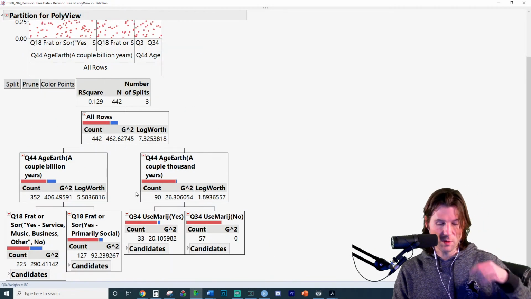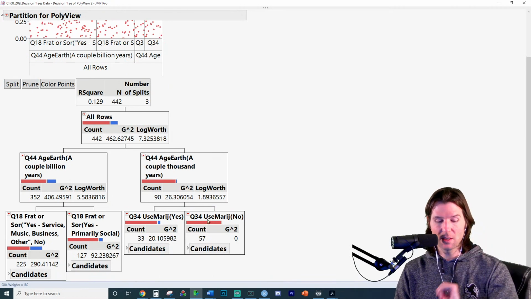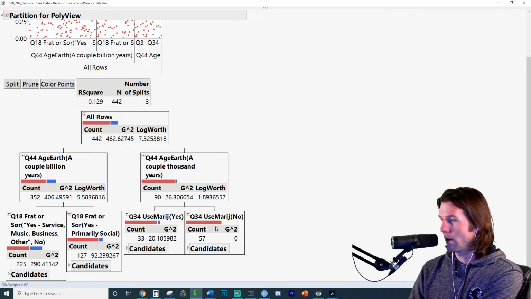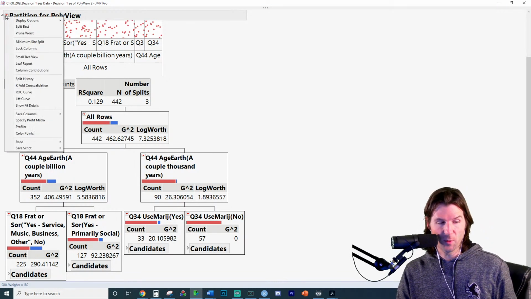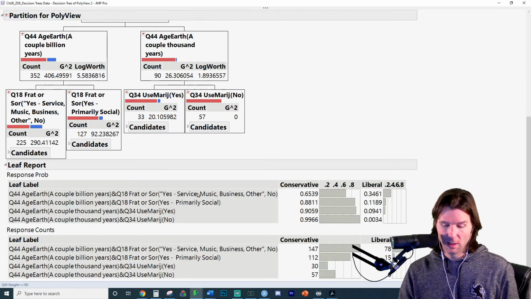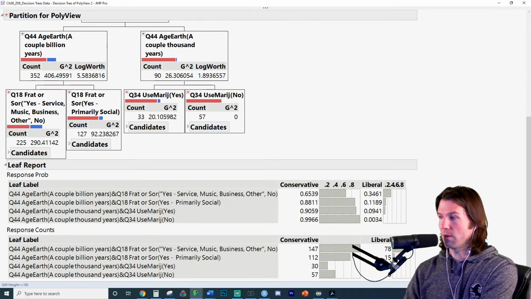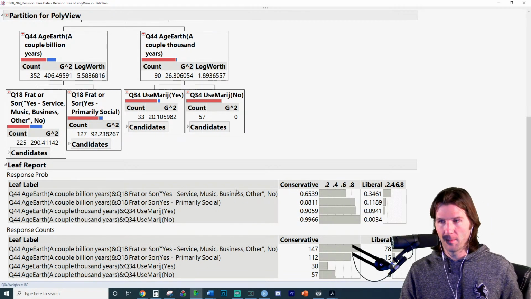So if you notice right here, 100% of the people in this group are conservative. So you have people who say the age of the Earth is a couple thousand years and use marijuana and no. And then if we go to the Leaf report right here, it shows that 57 out of the 57 people are conservative.